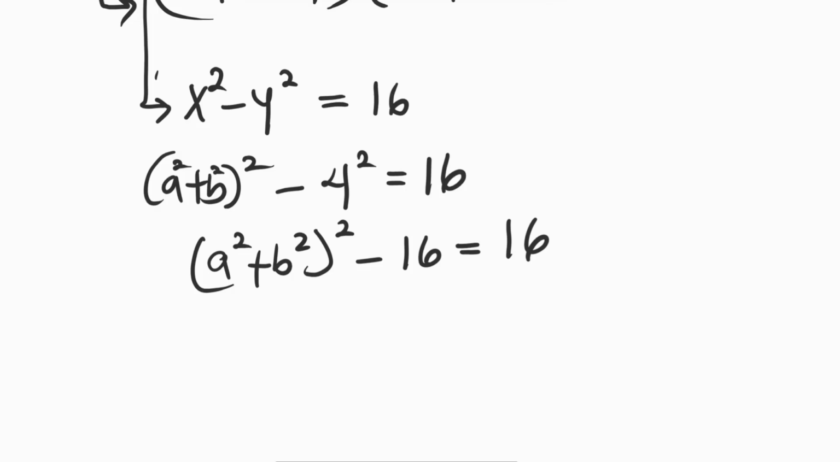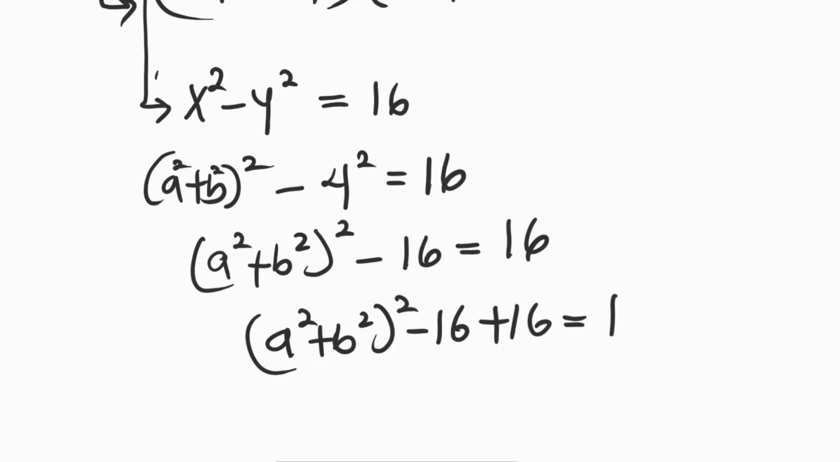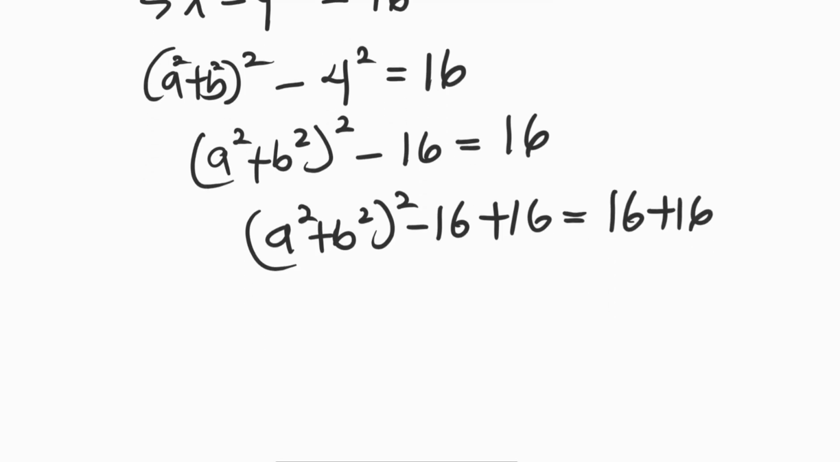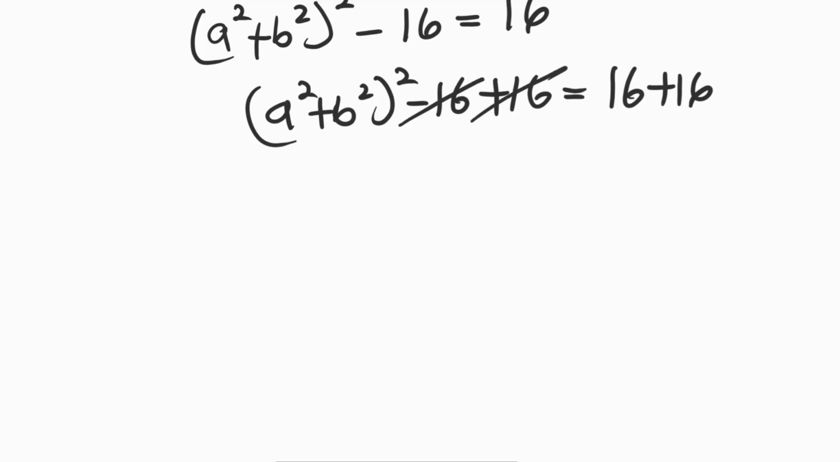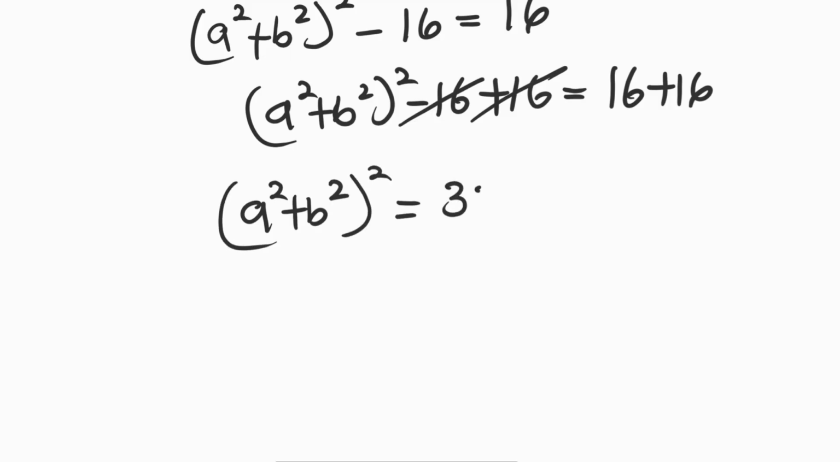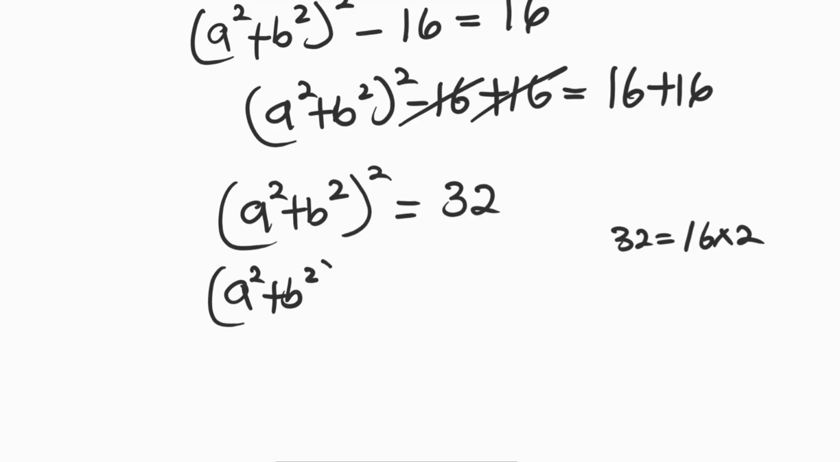So if we add 16 to both sides of the equation, we have a squared plus b squared all squared minus 16 plus 16 equals 16 plus 16. So these cancel out, and we have a squared plus b squared all squared equals 32. Now, 32 is the same thing as 16 times 2. So we have a squared plus b squared all squared equals 16 times 2.